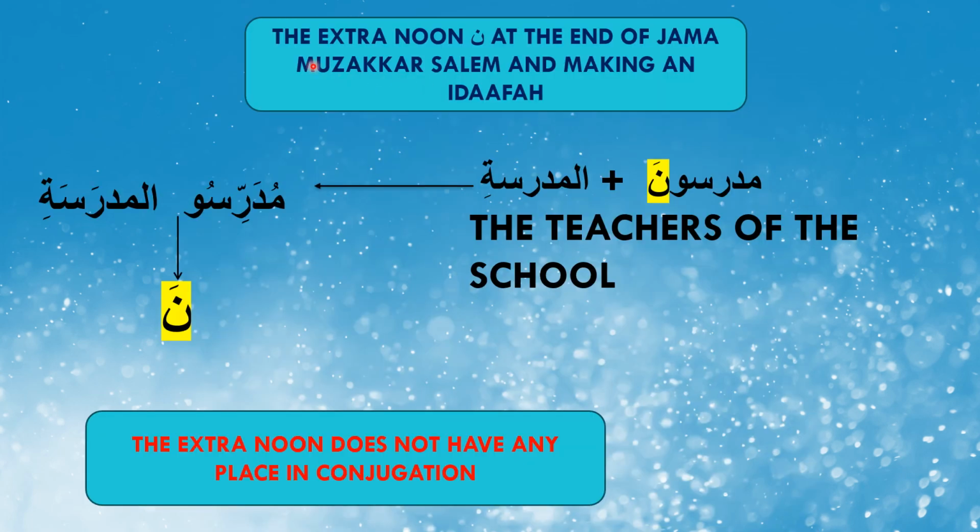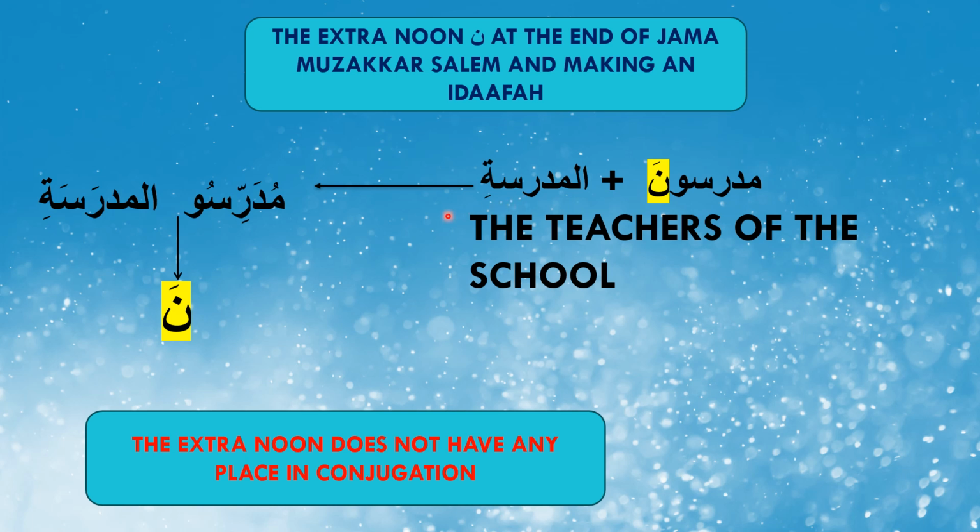Let's quickly check the rule on the extra noun. When you come across a noun that is Jama Muzakkar Salim and you want to make it into idafa, what are the rules? Let's check. For example, if you want to say the teachers of the school, our mudaf is plural. So here you can see mudarrisuna, and you need to make it into an idafa with madrasati.